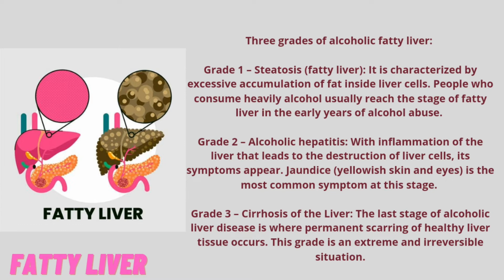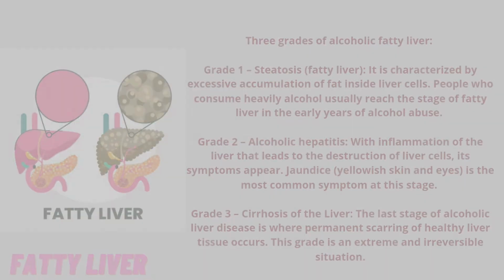Grade 3 cirrhosis of the liver. The last stage of alcoholic liver disease is where permanent scarring of healthy liver tissue occurs. This grade is an extreme and irreversible situation.